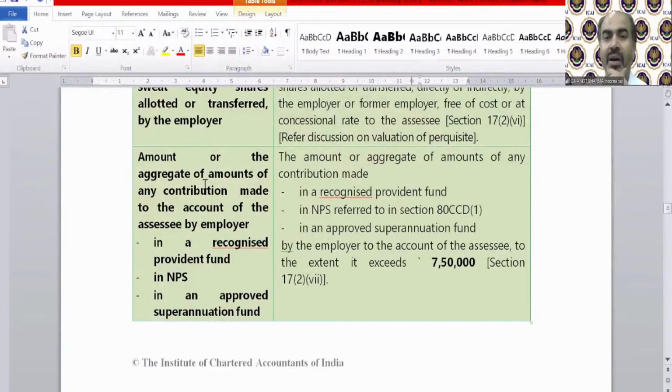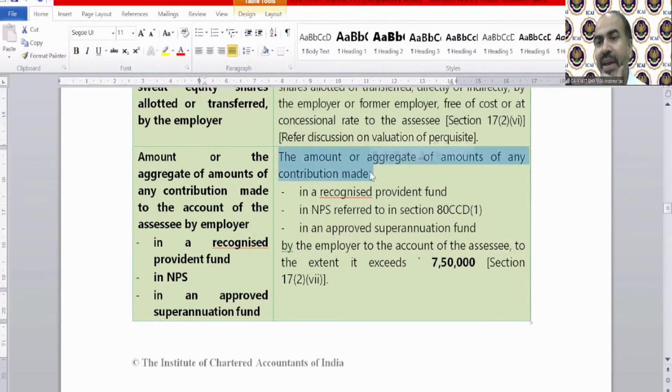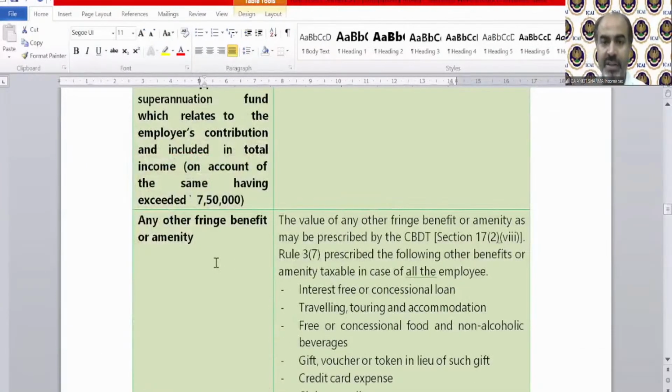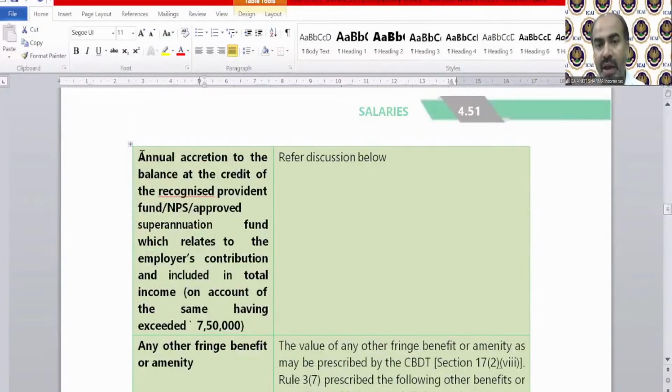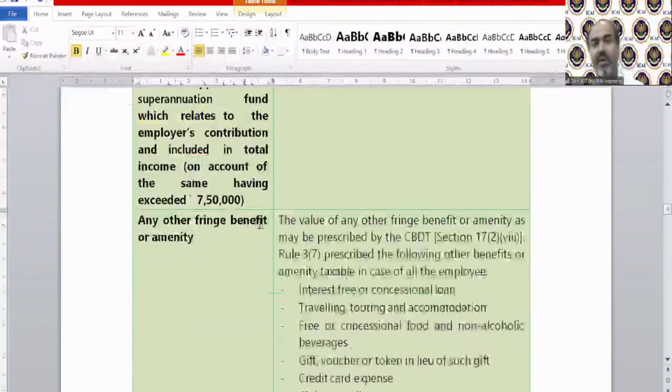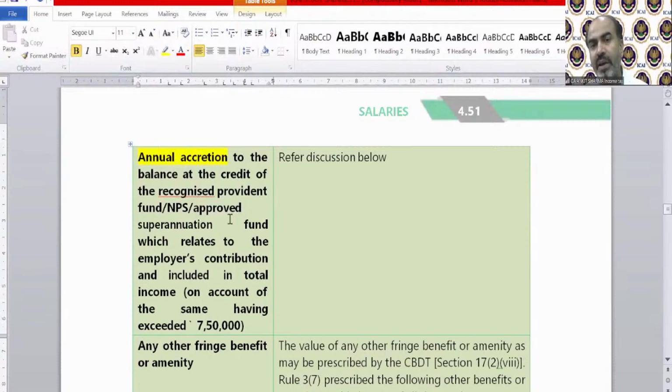The aggregate of amounts of any contribution made to the account of the assessee by the employer in a recognized provident fund, in an NPS, in a superannuation fund, to the extent it exceeds rupees 7,50,000. In that case, we need to find out how the annual accretion value needs to be calculated and taxed.